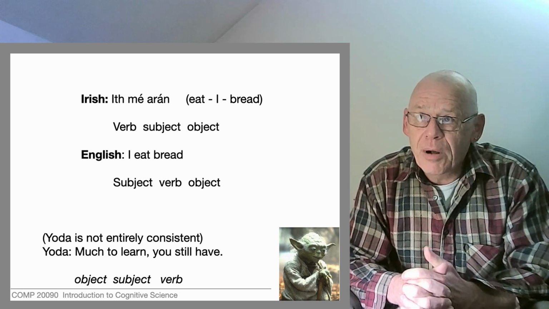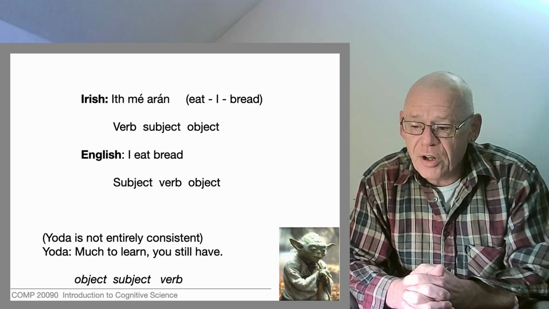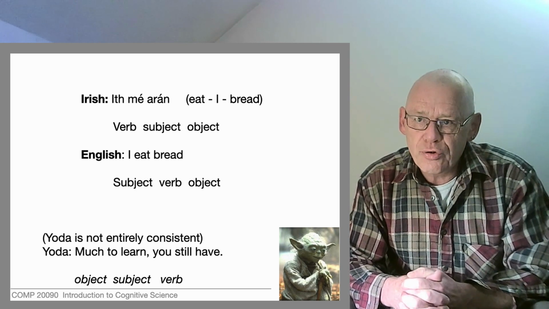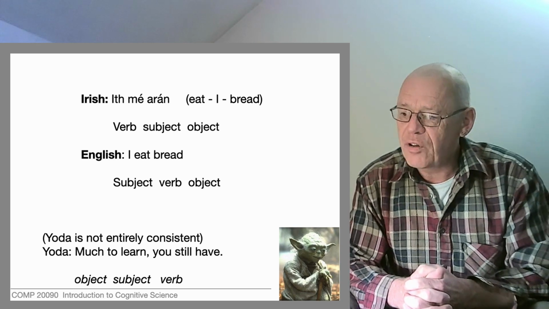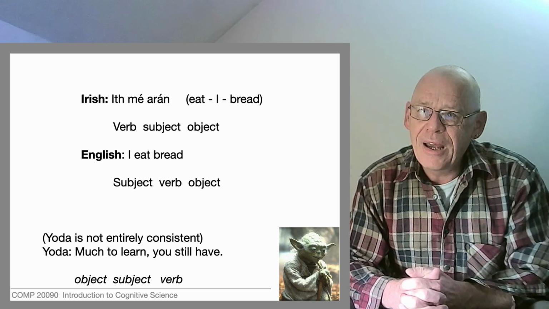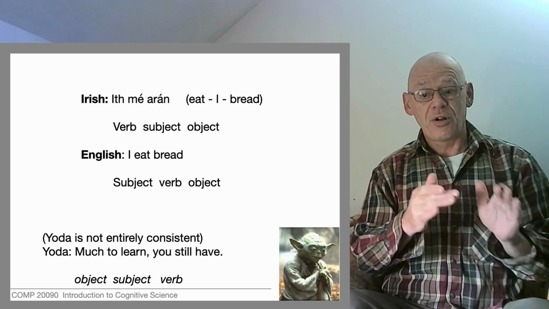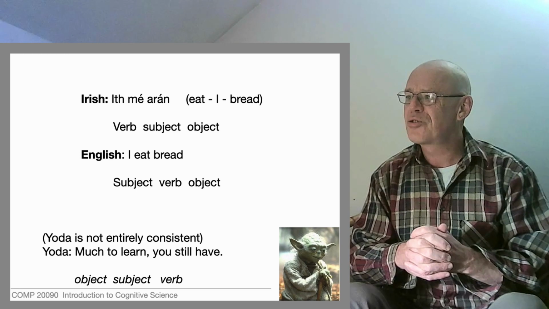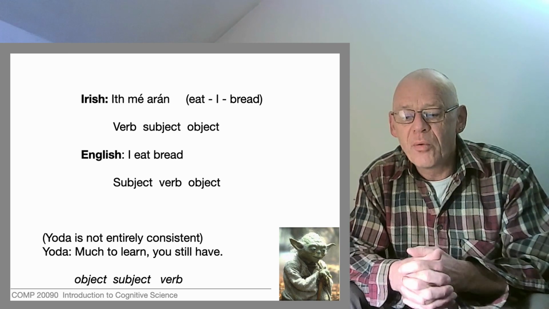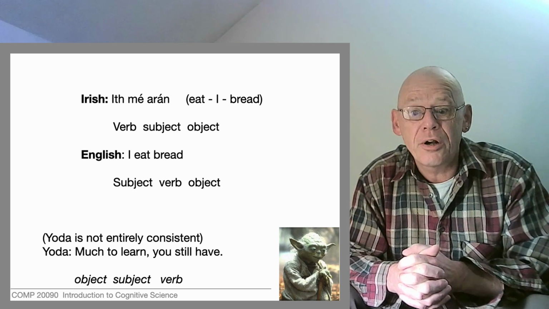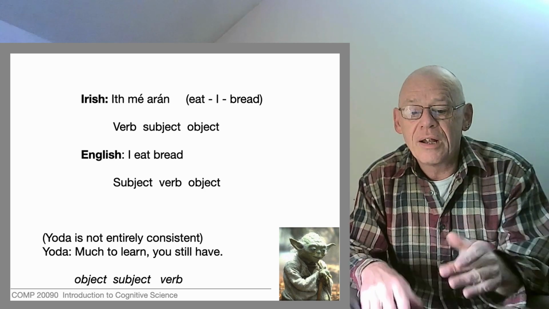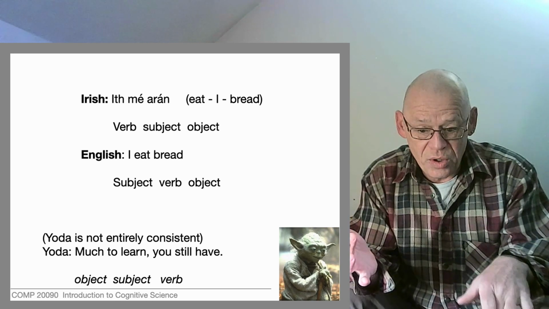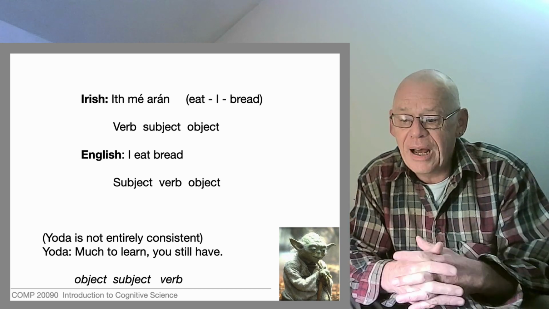Interestingly, you're probably familiar with the character Yoda from Star Wars, and you know he speaks a funny kind of language. Well, one trick that the creators of Yoda have used is that they have him speak English as if it had a different canonical word order. He's not entirely consistent, so don't learn too much linguistics from Yoda. But when Yoda says something like, much to learn you still have, then the object is coming first, much to learn. Then the subject, you, is coming. And then the verb, still have, is coming.